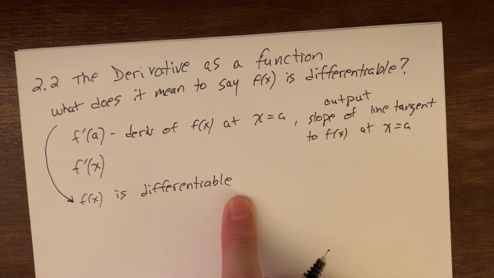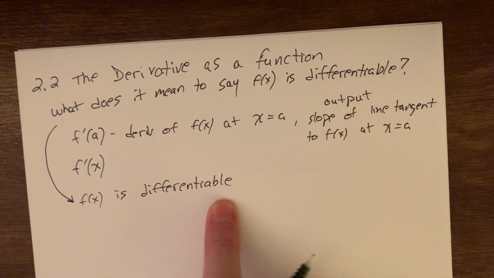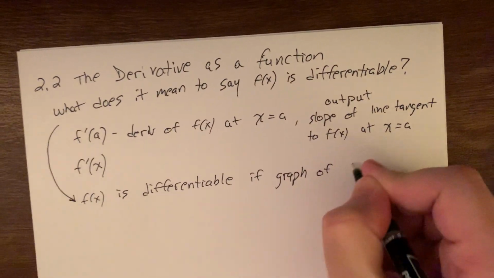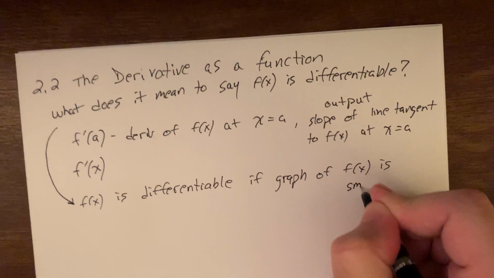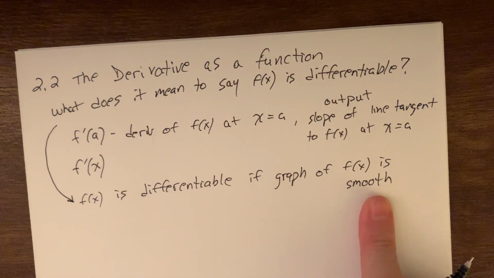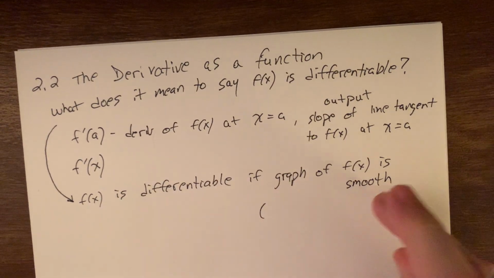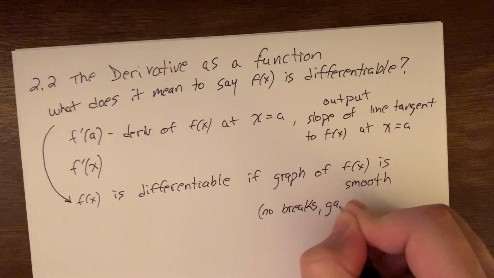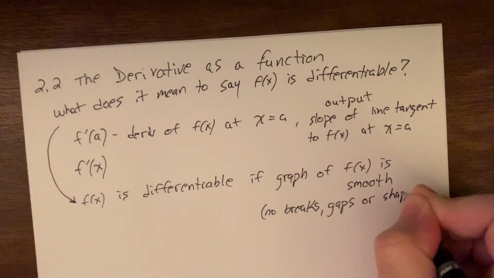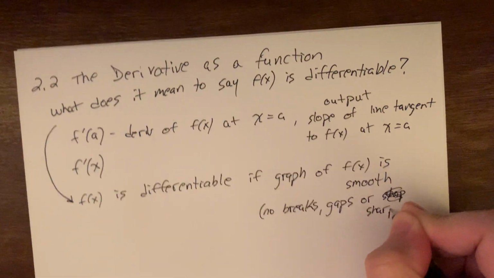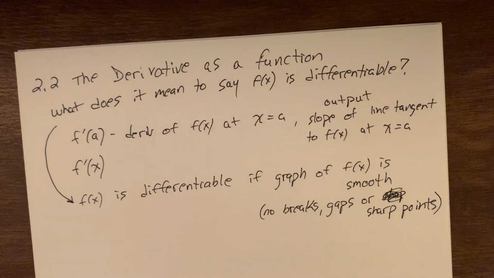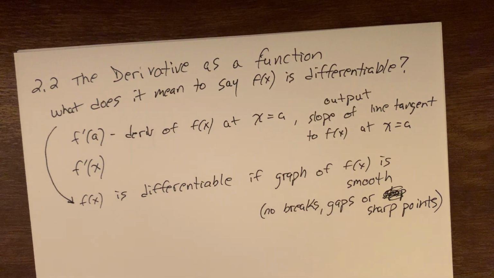But what that translates to, and this is informal here, this function is differentiable if the graph of f of x is smooth. But now again, this is an informal term. What do I mean by saying that the graph is smooth? I'm saying that there are no breaks, gaps, or sharp edges. I normally call these sharp points. No sharp edges in our graph. That's what we're talking about here.